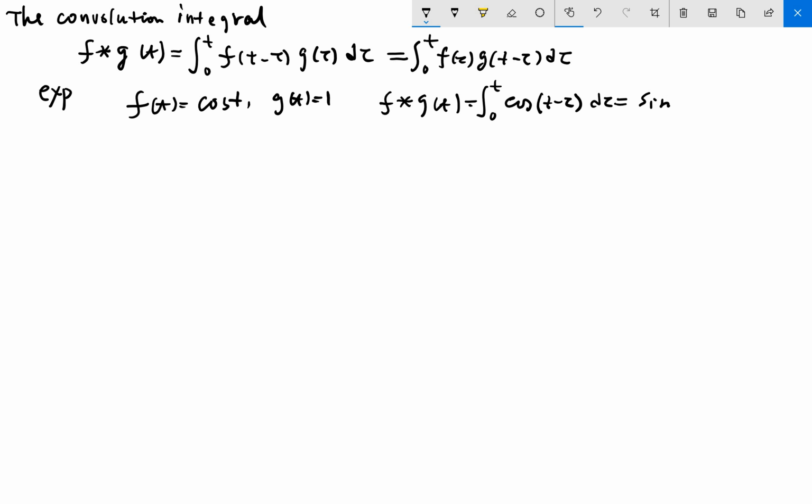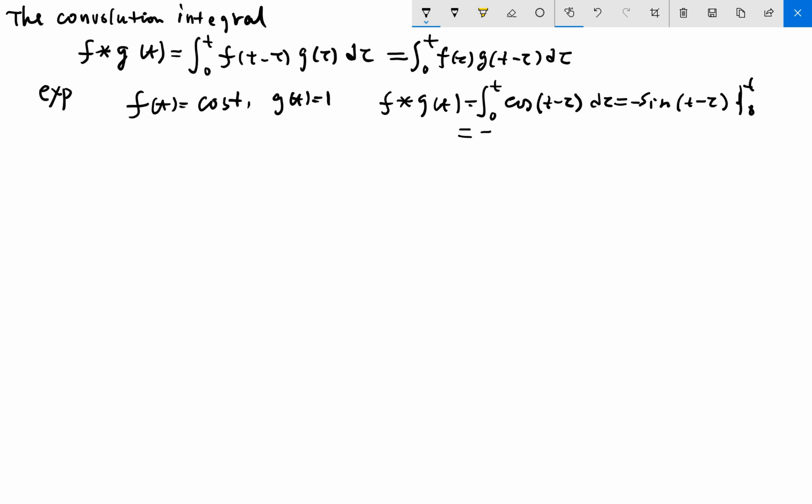negative sine of t minus tau, evaluated from 0 to t. Once you integrate this, you let u equal to t minus tau, then du equals negative d tau. That's how you get that negative sign. And this one is equal to, substitute tau by t, which gives you 0. Then subtract.